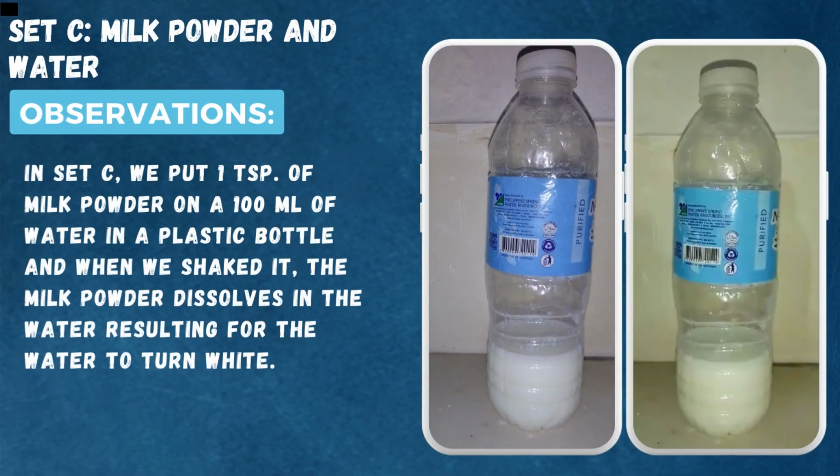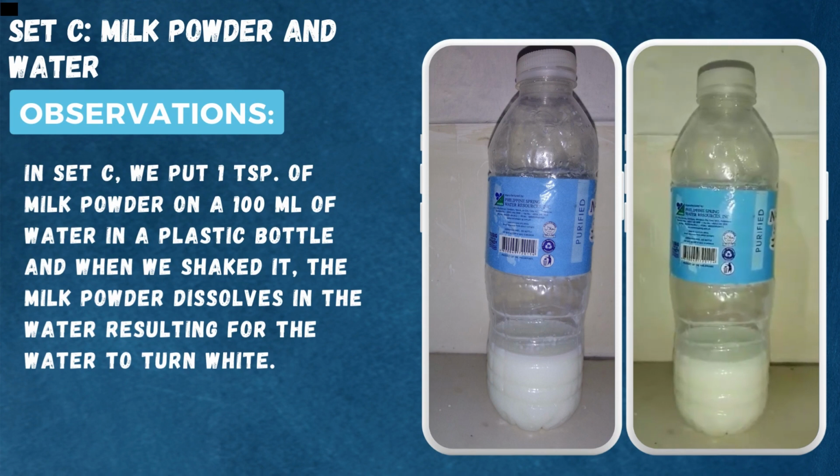In set C, we put 1 teaspoon of milk powder on 100 ml of water in a plastic bottle, and when we shake it, the milk powder dissolves in the water, resulting for the water to turn white.